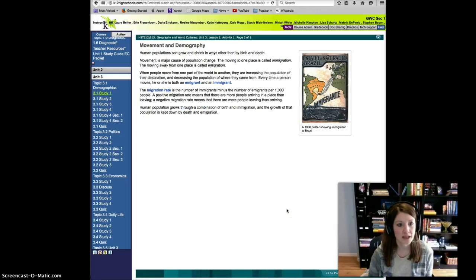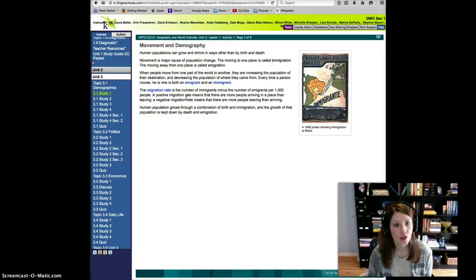Page 3, movement and demography. Human populations can grow and shrink in ways other than birth and death. Movement is a major cause of population change. Moving to one place is called immigration, and moving away from a place is called emigration. You can remember this from the first letter. Moving away, you're exiting your country, so it's called emigration. Moving into a country, if you're coming into it from somewhere else, you're immigrating. So, exit.